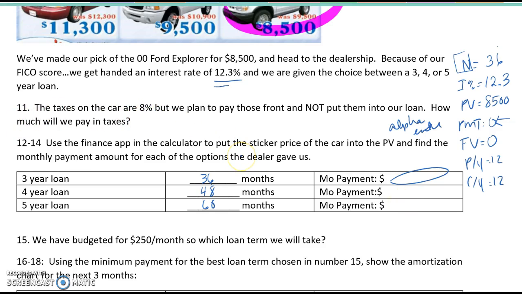Now, number 11, the tax is 8%. We plan to pay this up front and not put it into the loan. So basically, y'all, I just needed to know, can you figure out 8% of the total cost of the car? That's all you had to do. And that's how you'll get that answer.